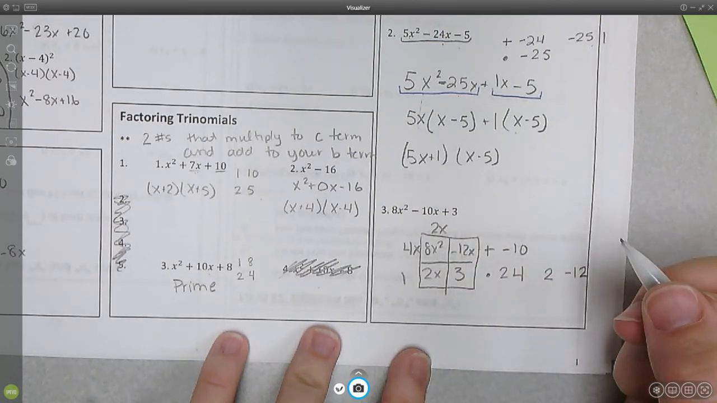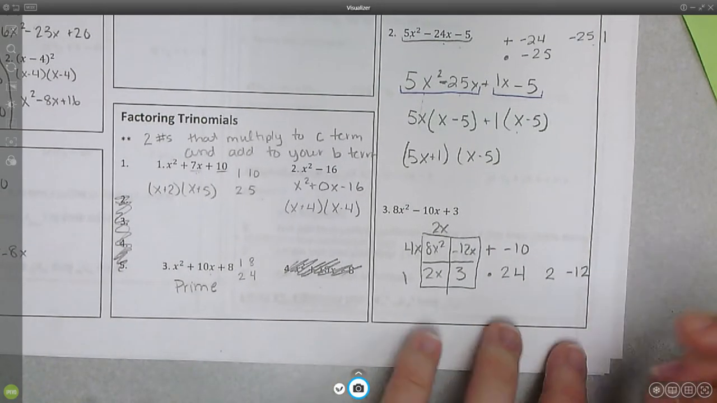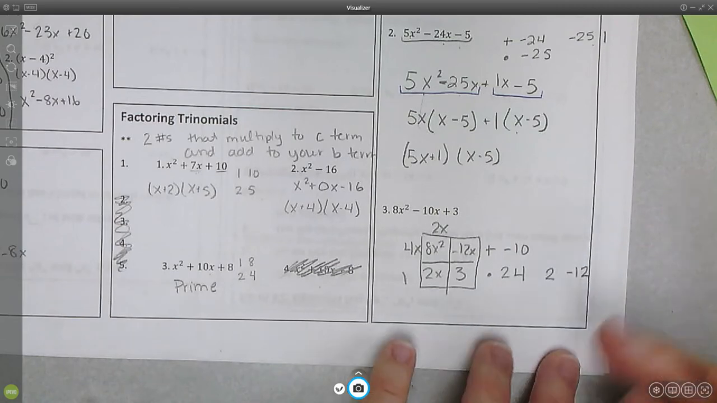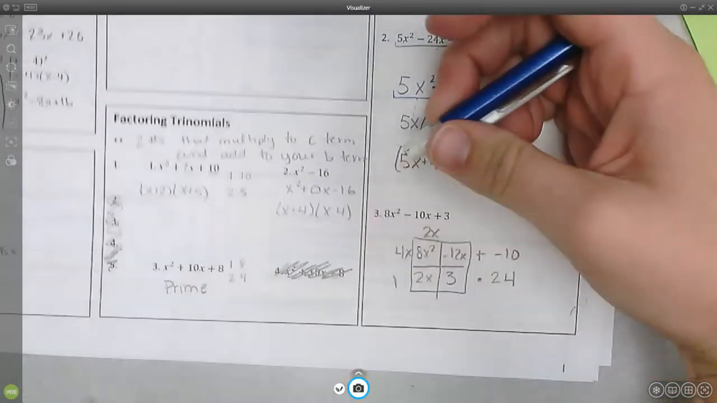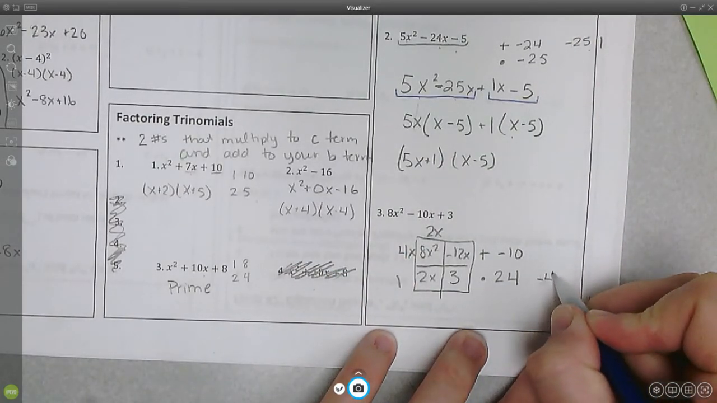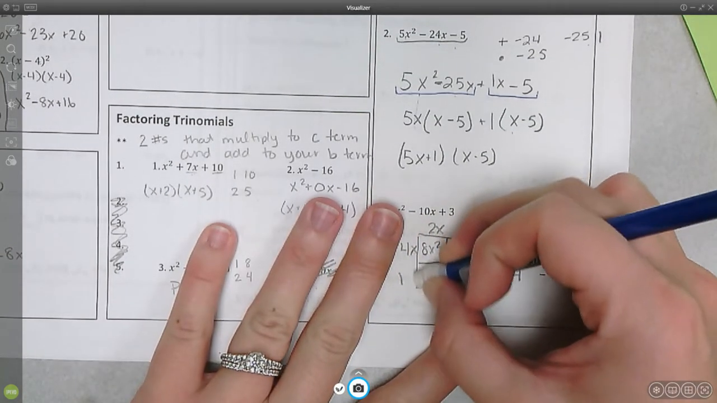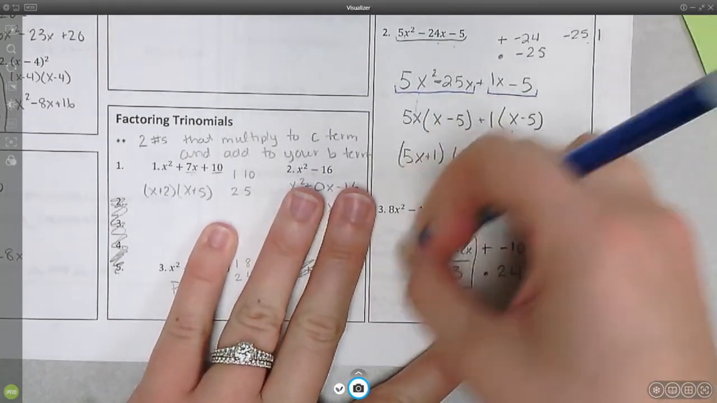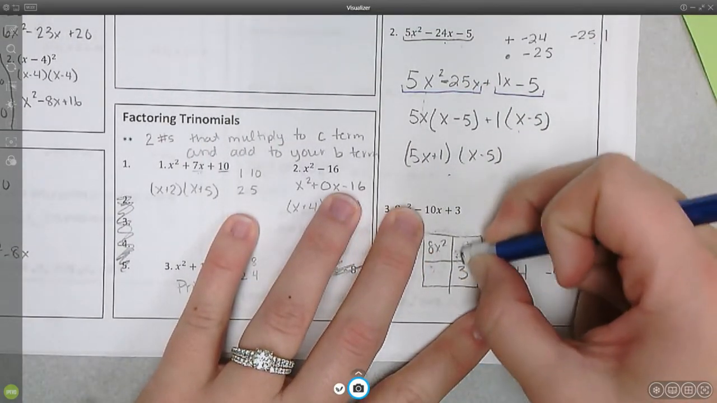And I did that wrong. This is what happens when you go too fast. Numbers that multiply to positive 24, I was doing negative 24. So it's actually going to be negative 4 and negative 6. Haha. Okay, sorry about that. Some of you are probably yelling at me through your screen.